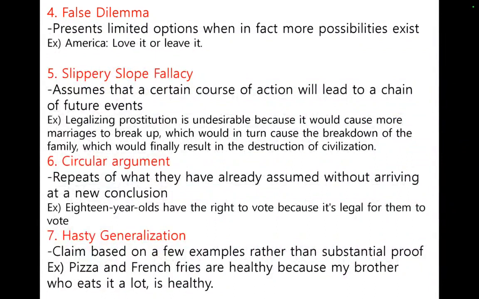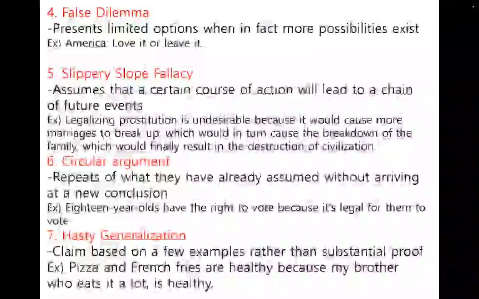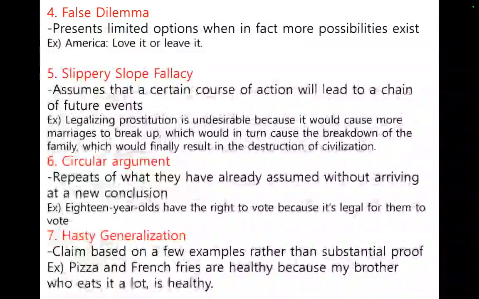Sixth, circular argument. Circular arguments occur when a person's argument repeats what they already assumed before without arriving at a new conclusion. It occurs when the premise presumes, openly or covertly, the very conclusion that is to be demonstrated. For example, 18-year-olds have the right to vote because it's illegal for them not to vote.